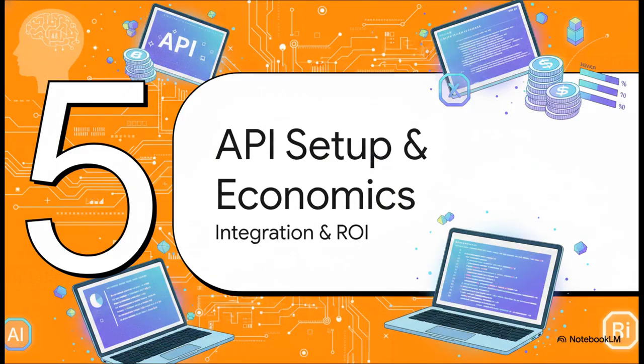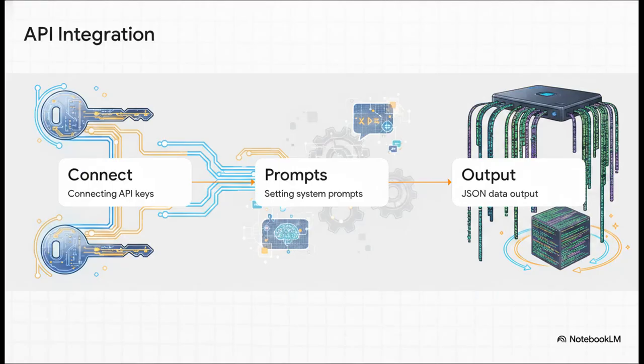Okay, Section 5, API Setup and Economics. So, now that we've covered the why, let's get into the how. And guys, this elegant three-step Python integration logic is literally all you need. Step 1, you just connect your API keys to the new endpoint. Step 2, you set up those robust system prompts. And Step 3 is just receiving your JSON data output.